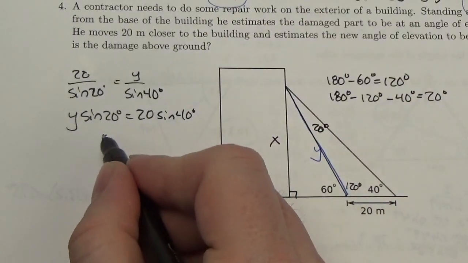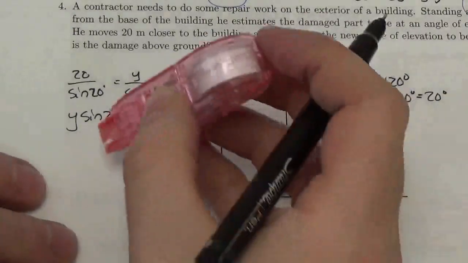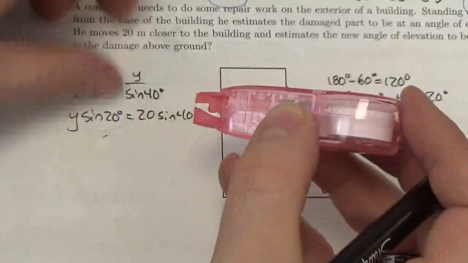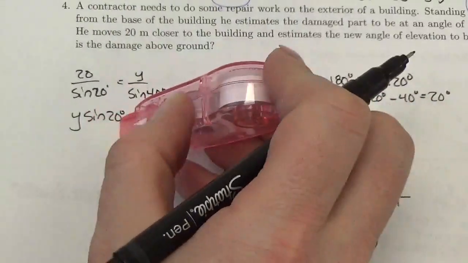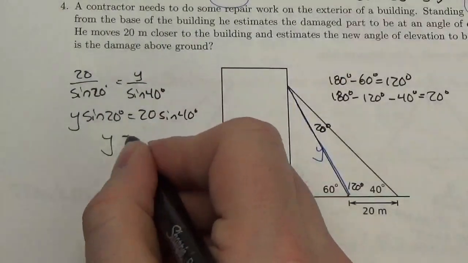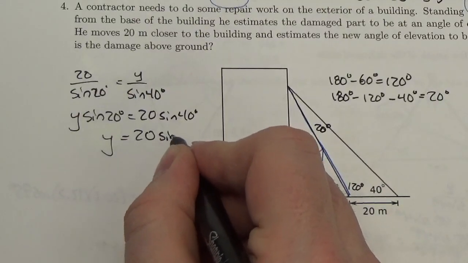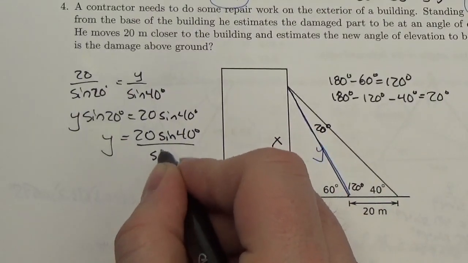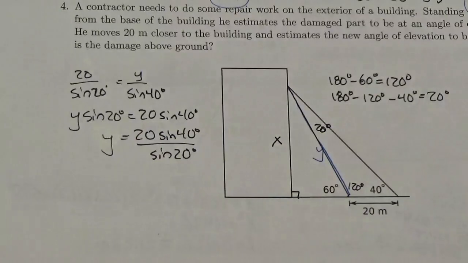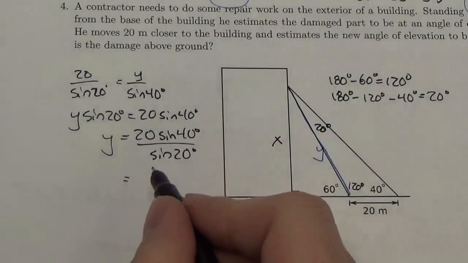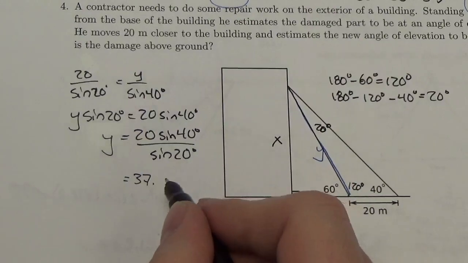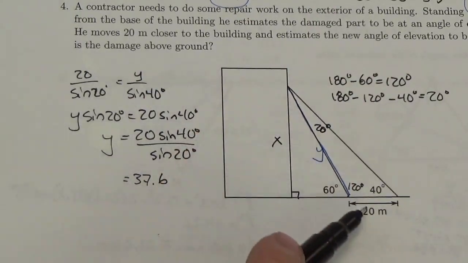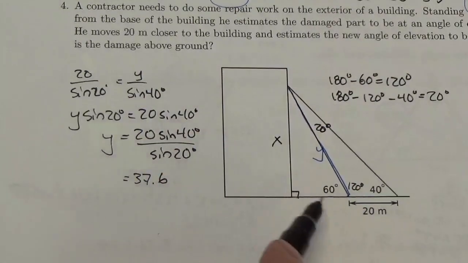And then I'll divide to get y here. Y is equal to 20 sine of 40 degrees divided by the sine of 20 degrees. And that's just calculator work. So on the side here, 20 times the sine of 40 divided by the sine of 20. And I will get 37.6. So that's the length of this side right here, the hypotenuse of this triangle here.